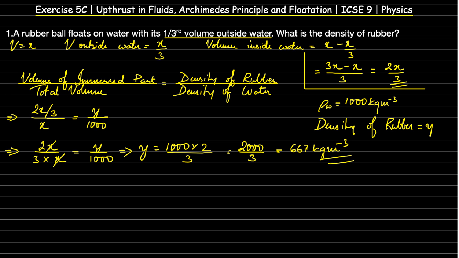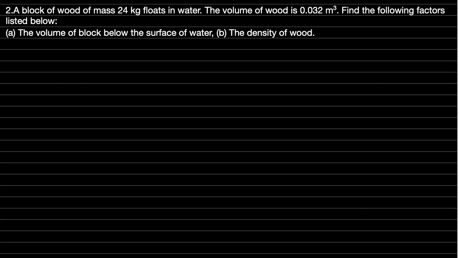Now getting to the next question. A block of wood of mass 24 kg floats in water. So the mass is given as 24 kg, and the density of the liquid is going to be the density of water. Volume is given as 0.032 meter cube. We need to find a few things here.